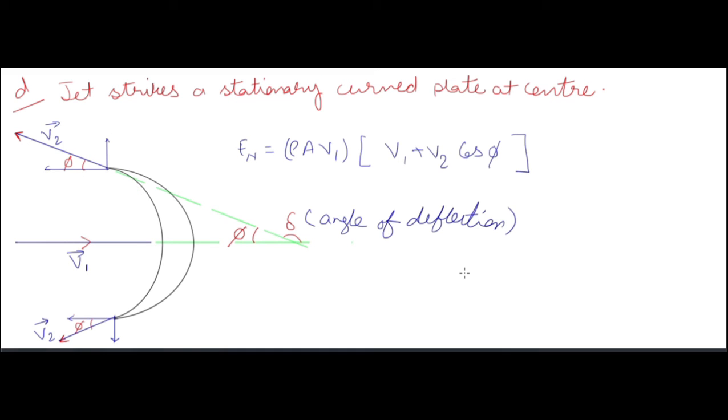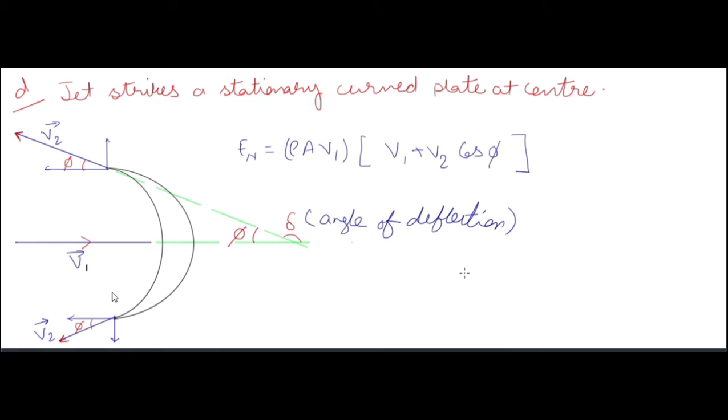So once again, we have no component of force acting in the vertical direction because both the outputs are cancelling each other. Both V2 values are cancelling each other. That means half the portion of the fluid is coming in this direction and half in the other direction, so the vertical force imparted by the outlets gets cancelled.